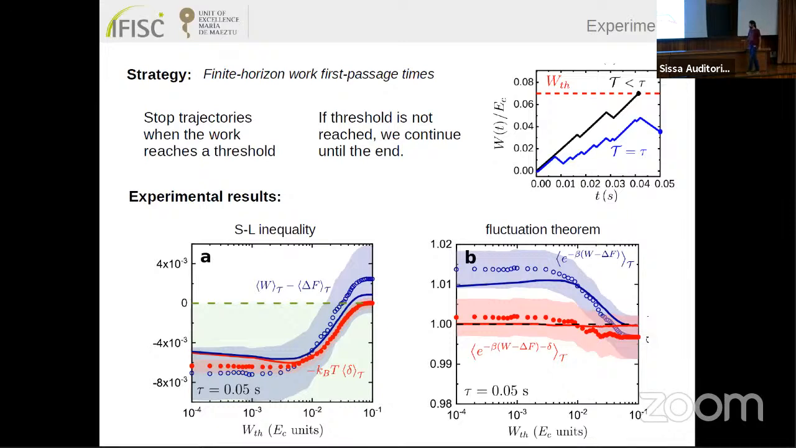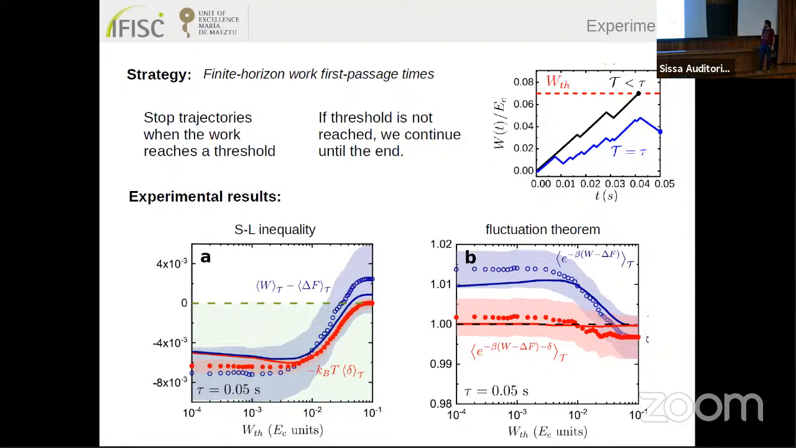So you can see that the experimental data follows quite well the simulations despite the errors, and that you can really have a negative W minus delta for small thresholds. In the x-axis, there is the magnitude of the threshold that we implement to stop the trajectories. And you can see that you can really have effective gambling in this situation.